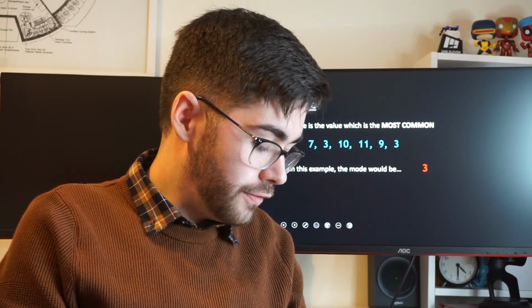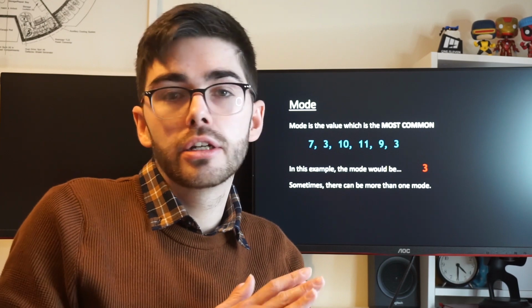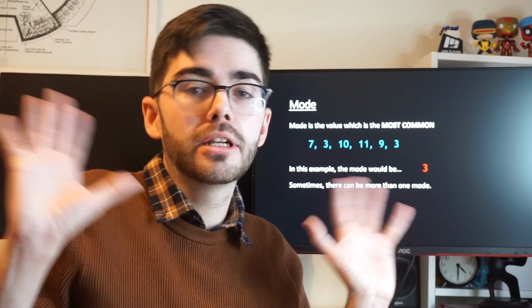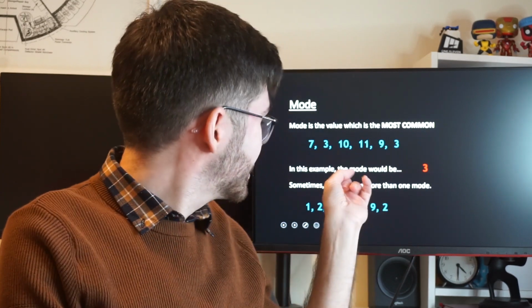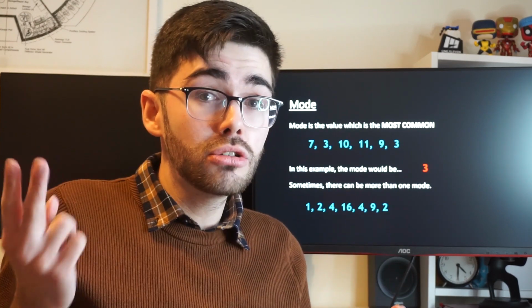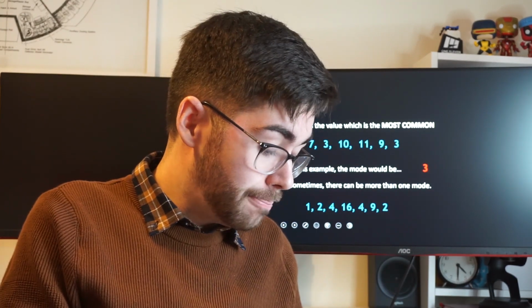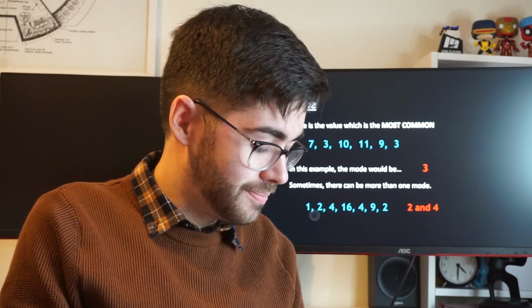Something else to be aware of, there can be more than one mode, okay? It's like if you're at school and there are 2 popular girls and they're both super popular and they're as popular as each other. They are both the mode. In this example here, 1, 2, 4, 16, 4, 9, and 2, what's the mode? There's 2 2s and there's 2 4s, so they are both the mode. 2 and 4 are the mode of that set of numbers.